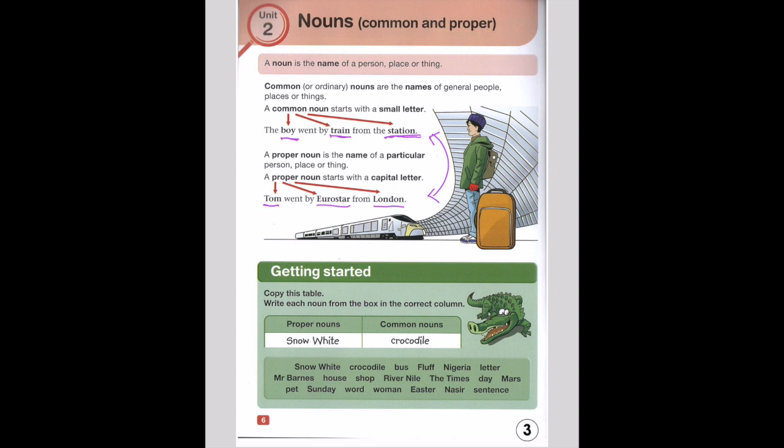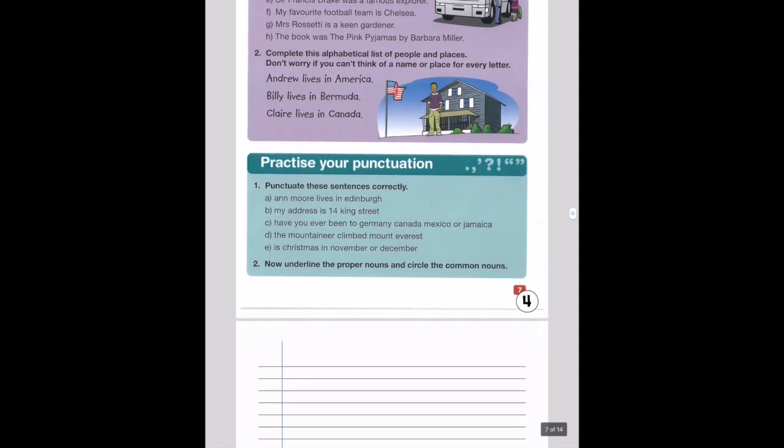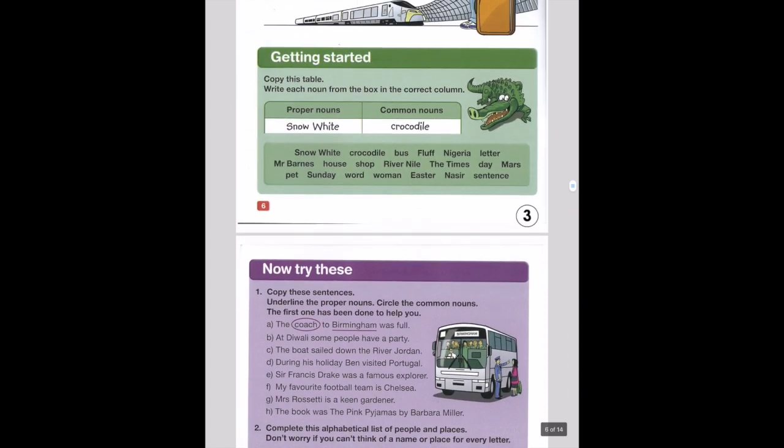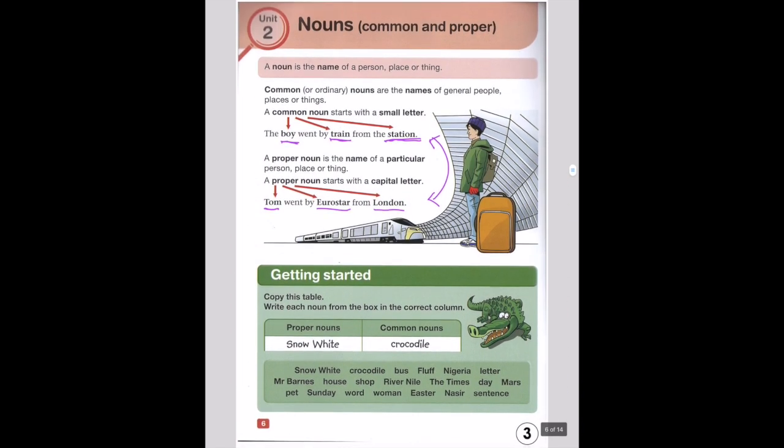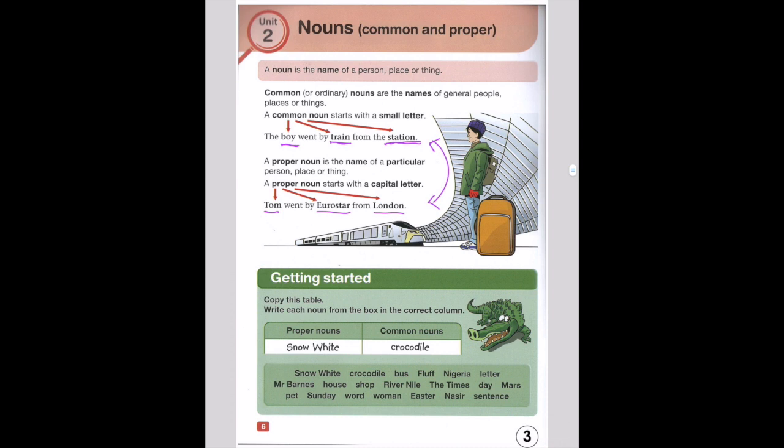Okay, so in the first activity here, getting started, what you're going to do is use this lined paper that we've given you. And you're going to write each noun from the box in the correct column. So these are all your nouns, and you need to split them into proper nouns and common nouns. You're going to use a ruler if you have one, and you can create a table. So on this piece of paper, you're going to write number 1, and then you're going to create your table. So proper nouns and common nouns.